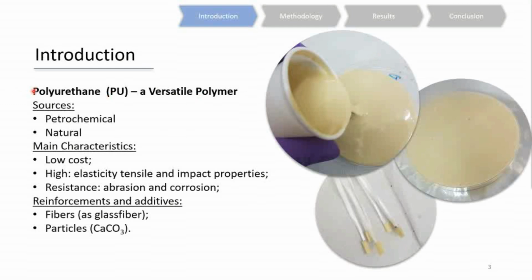Polyurethane is considered a versatile polymer for many reasons. For instance, it has wide applications as paint, coating, foam, adhesive, and even in biomedical devices. It can be a thermoset or a thermoplastic polymer, and it can be obtained from petrochemical or natural sources. Its main characteristics are low cost, high elasticity and resistance in tensile and impact tests. It has good abrasion and corrosion resistance. And also it can be combined with reinforcements, as in a composite, and these reinforcements can be fibers or particles.